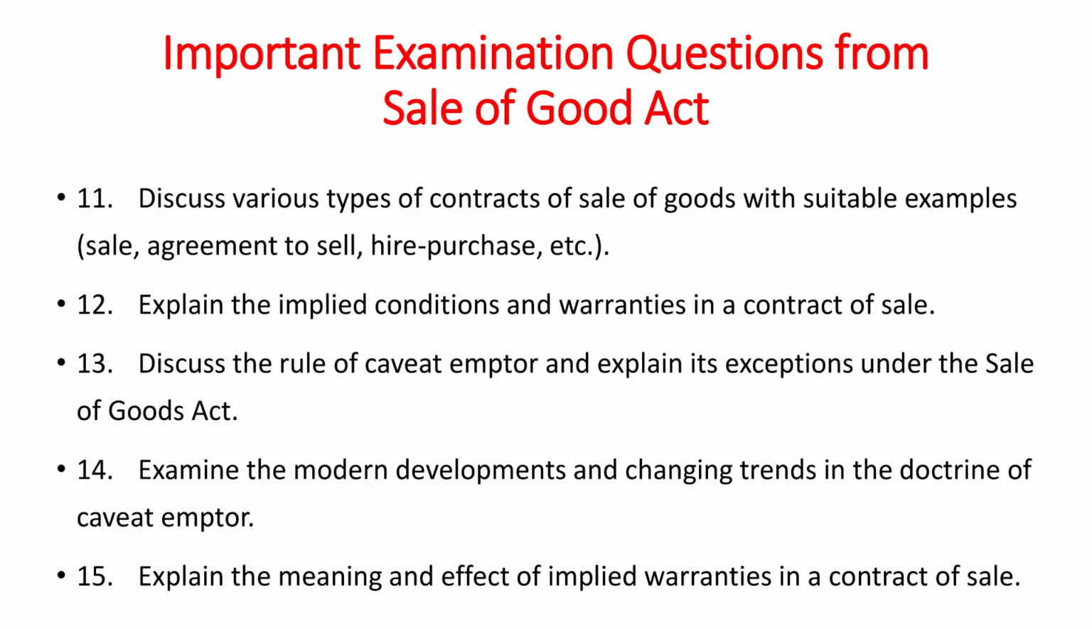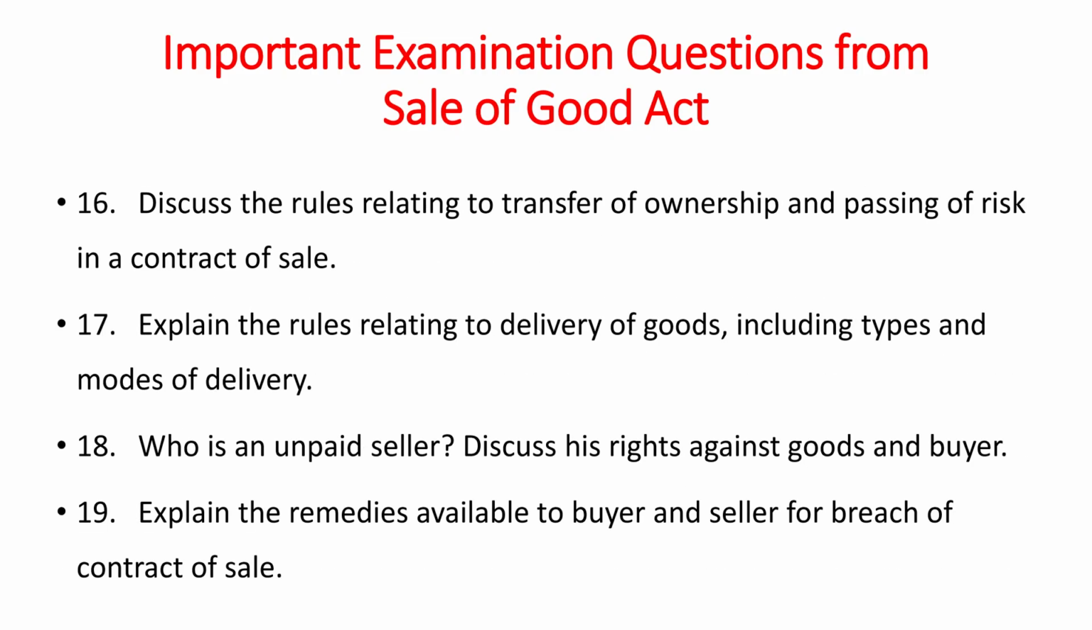13th. Discuss the rule of caveat emptor and explain its exceptions under the Sale of Goods Act. 14th. Examine the modern developments and changing trends in the doctrine of caveat emptor. 15th. Explain the meaning and effect of implied warranties in a contract of sale. 16th. Discuss the rules relating to transfer of ownership and passing of risk in a contract of sale.